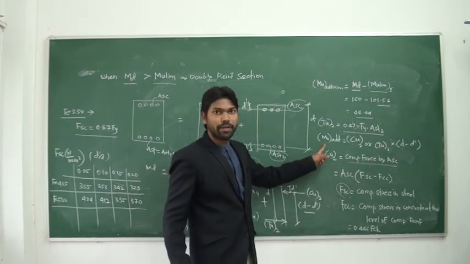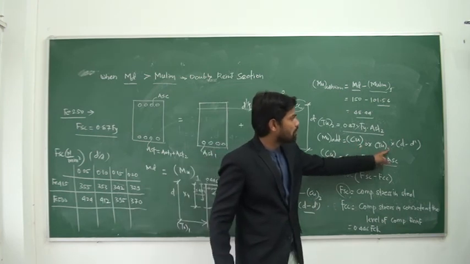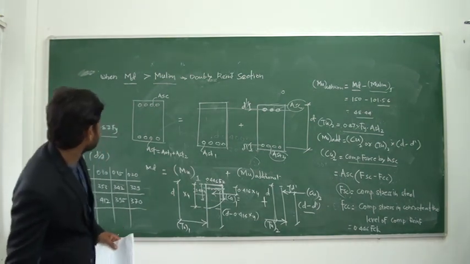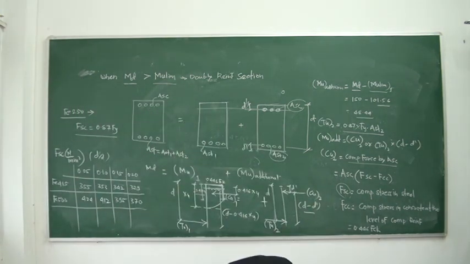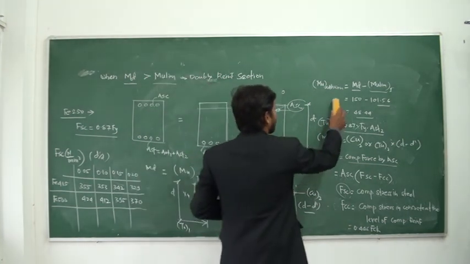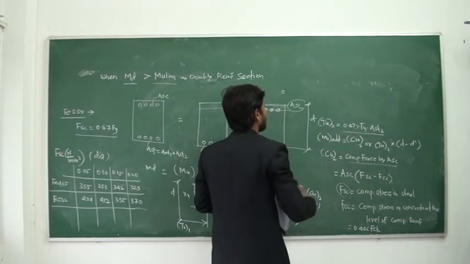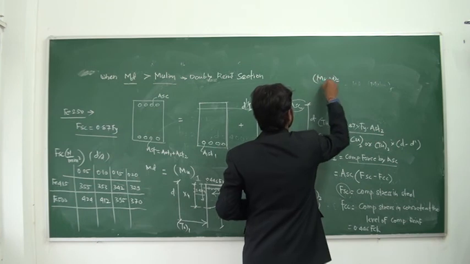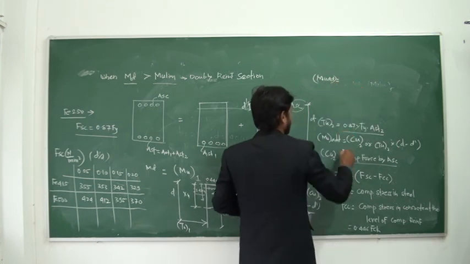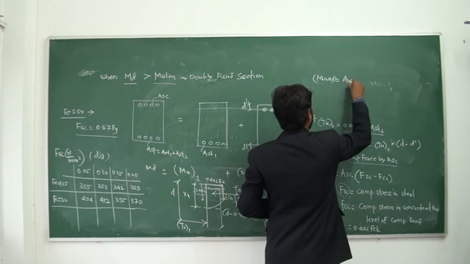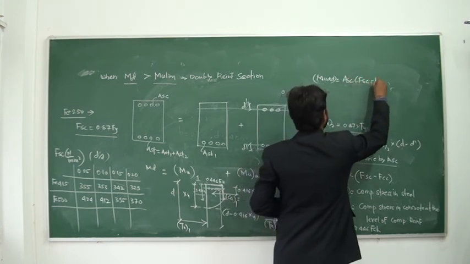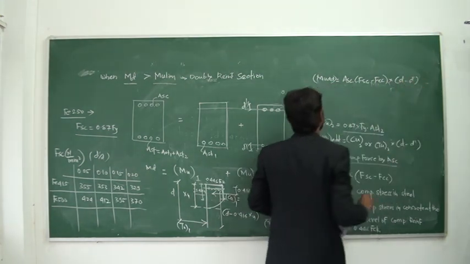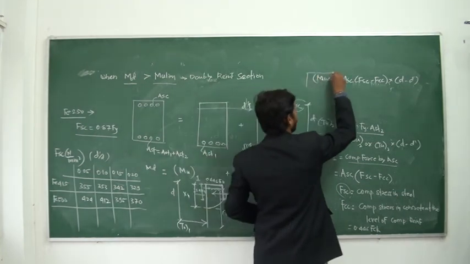How will we calculate the additional moment? Cu2 or Tu2 multiplied by the lever arm, d minus d dash. If we develop the equation, Mu addition will be equal to Cu2, which I will take as ASC multiplied by FSC minus FCC, into d minus d dash. So this is one equation for the additional moment of resistance.